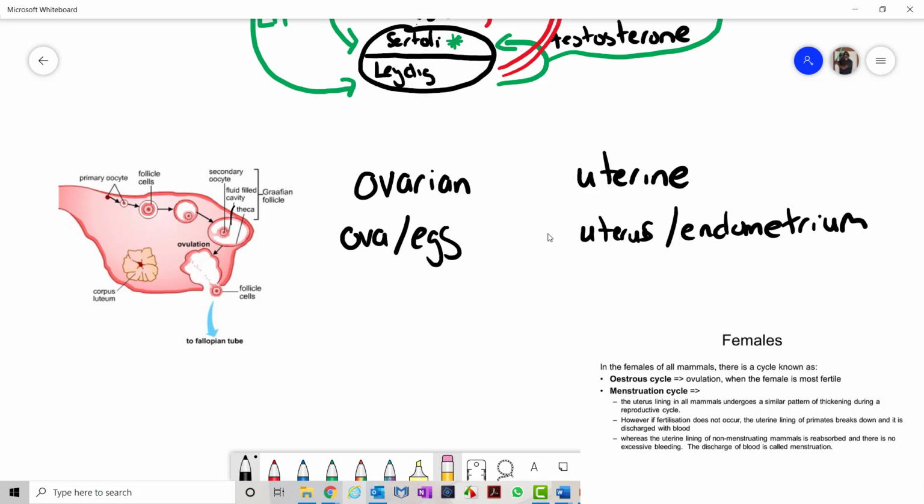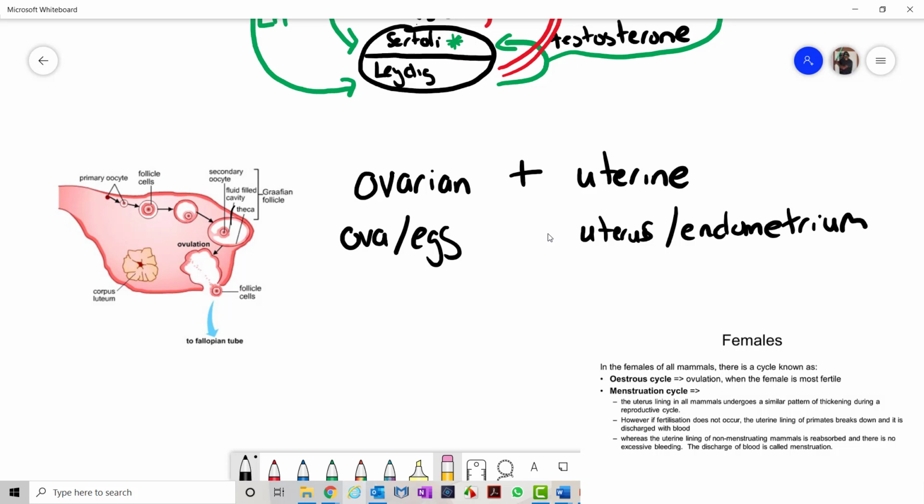These two cycles need to work with each other. If the egg is ready and it gets fertilized and the uterus isn't ready, then it's not going to work. If the uterus gets ready for an egg that's never going to come, then that seems to be a lot of wasted energy. So these two cycles do work in conjunction, but they are separate cycles that are controlled slightly differently.